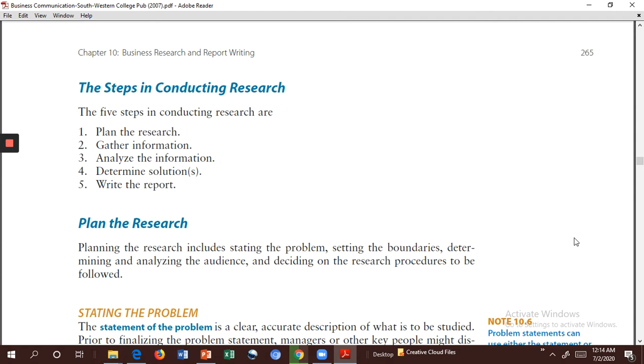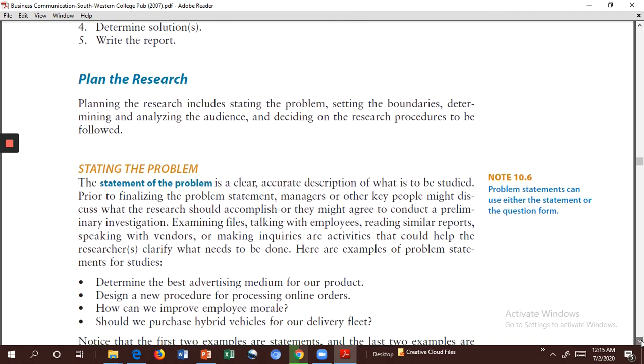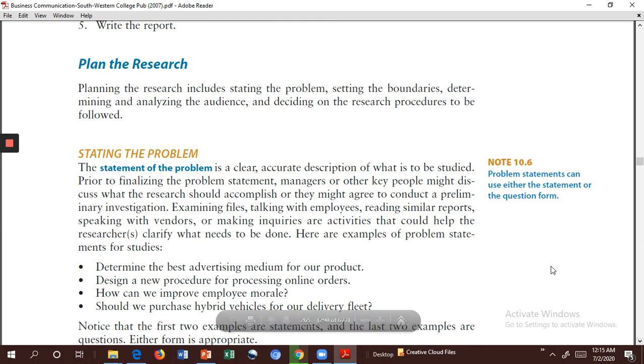And then comes another important thing, and that is called setting the boundaries. That means you got to determine the scope of your research. You also need to consider the audience, right? The audience members who are going to read your report, and then you have to also decide on the research procedure which is to be followed, right?